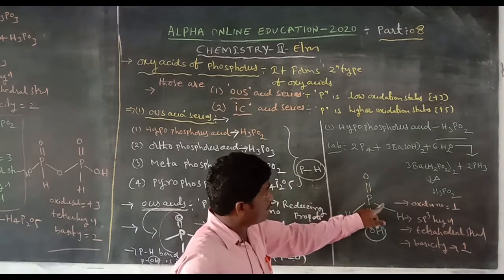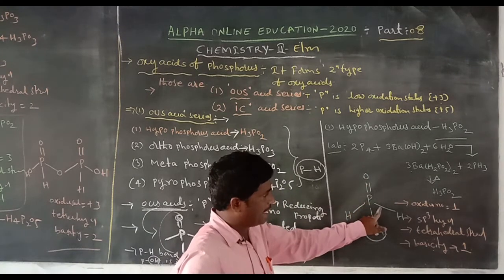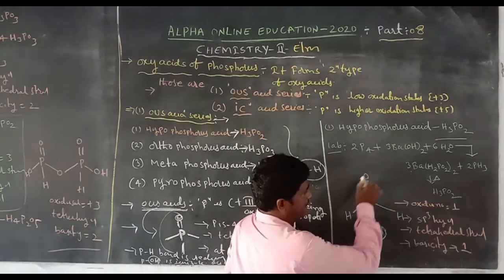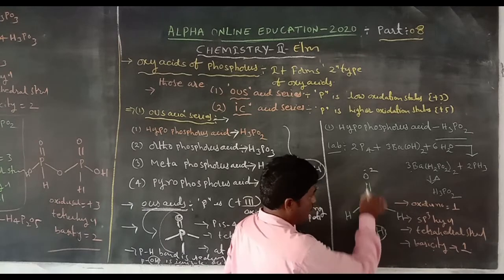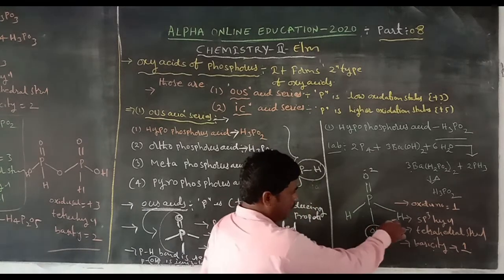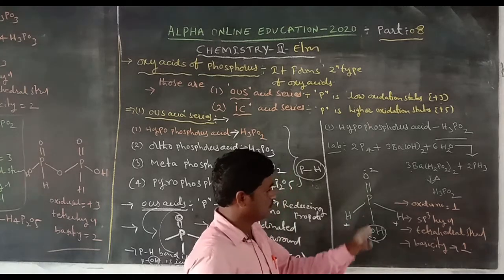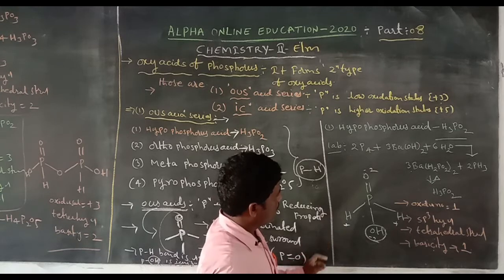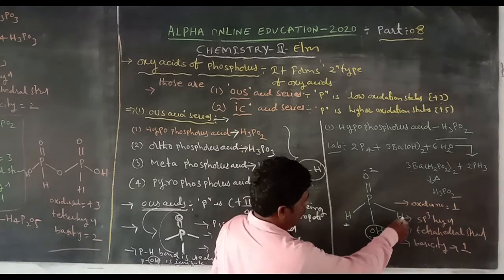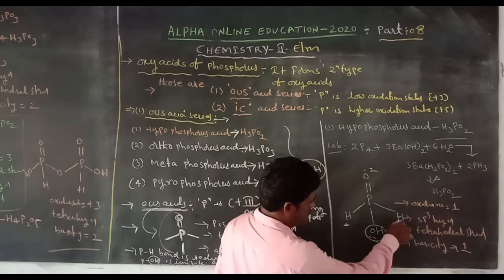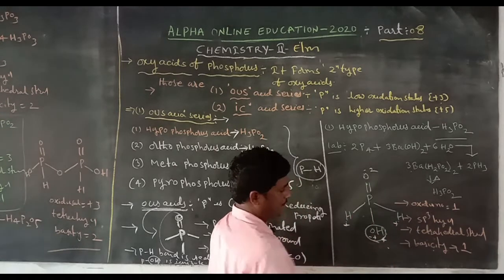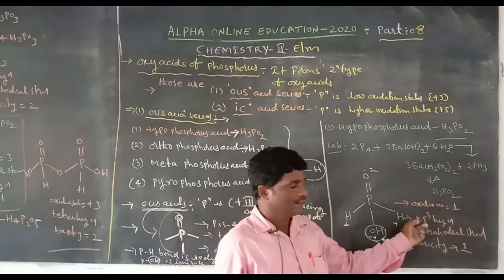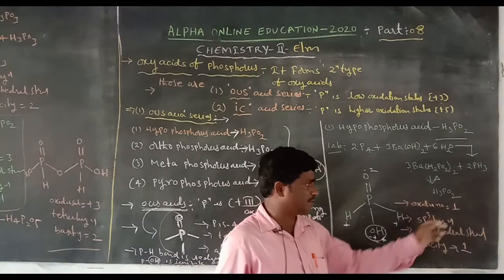In hypophosphorus acid, phosphorus is the central atom. The central atom has oxidation number x. Here oxygen is -2, another oxygen -2, total -4. Hydrogen +1, hydrogen +1, total +2. So the phosphorus central atom exists in the +1 oxidation state.